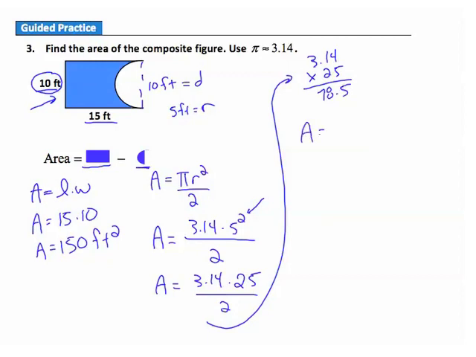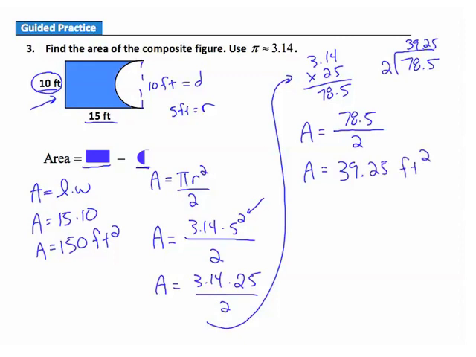So rewriting our formula again, we have the area is 78.5 divided by 2. So we're going to need to take that 78.5 and divide by 2. On some scratch work, we would go 2 into 78.5. When we do that division, we get 39.25. So it looks like the area of that half circle is 39.25, and that was square feet. So now to find the area of our composite figure, we are going to have to take the area of the entire rectangle and subtract from that the area of half of that circle.